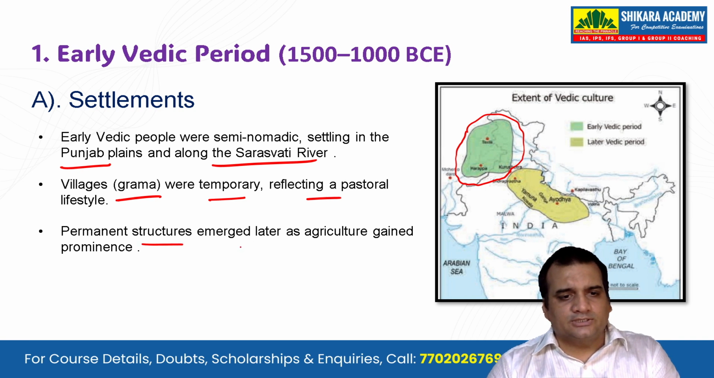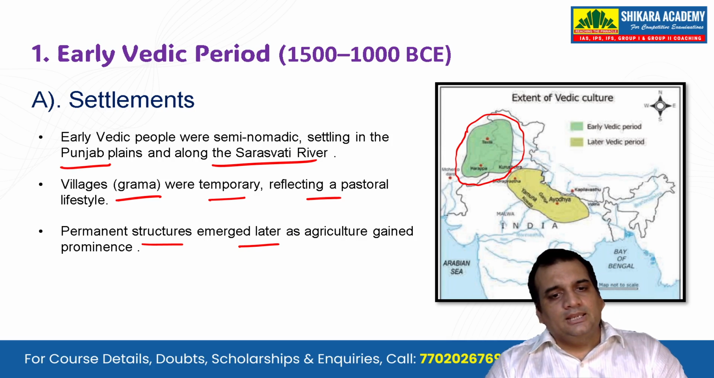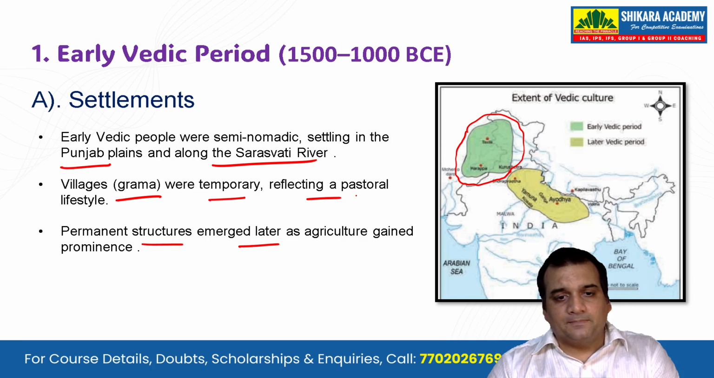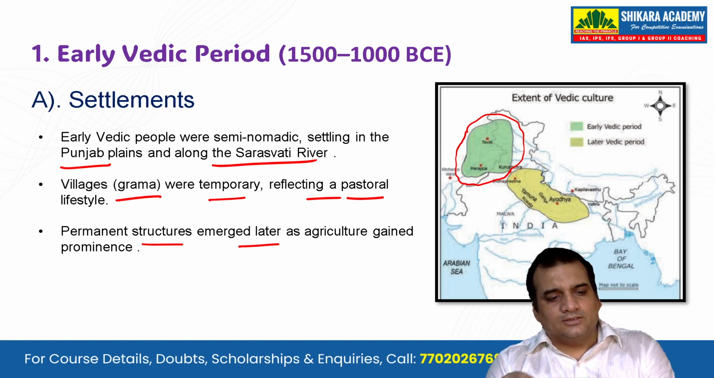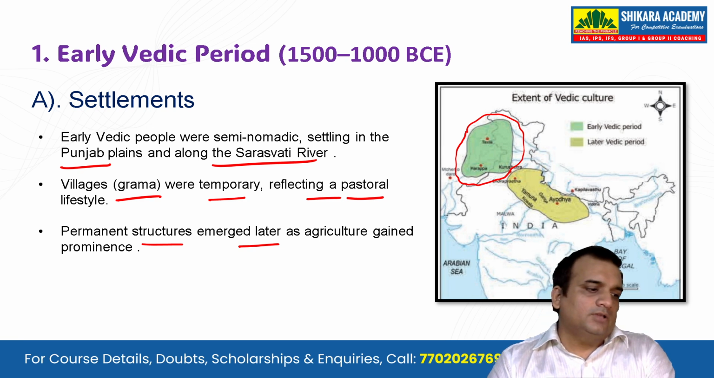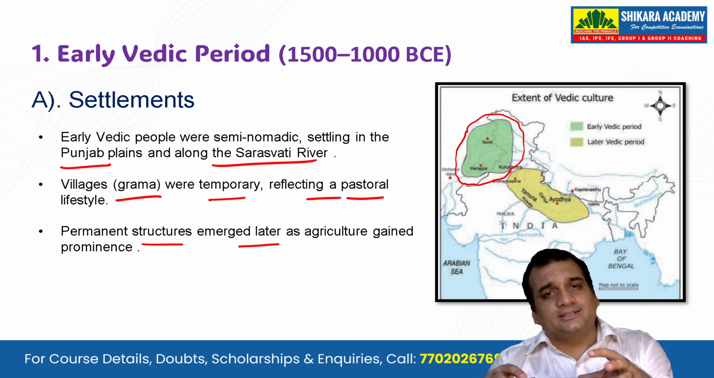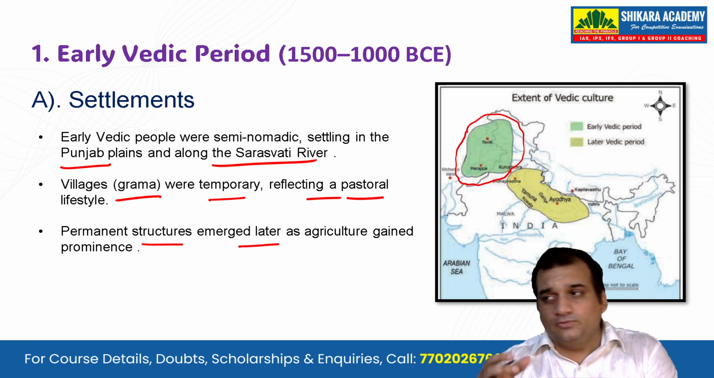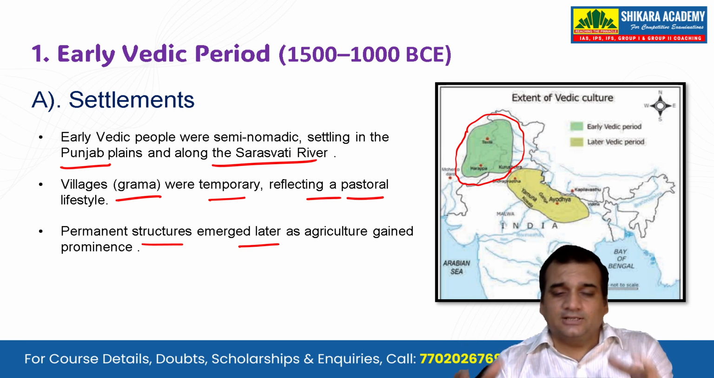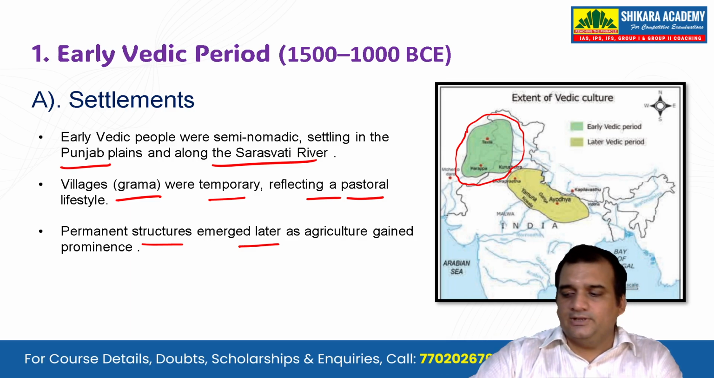Permanent structures emerged later as agriculture gained prominence, okay. So later you will have the prominence of agriculture. But one thing more which you should understand here is the pastoral lifestyle. So when you are having animals with you, supposing you are having cows, you need to feed the cows. So what you'll be searching, you'll be searching the pastoral lands, or you'll be searching the grasslands, and for that you have to always be on the move.